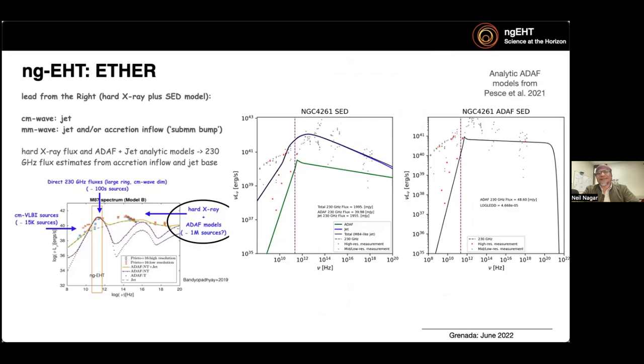But you can do 2 exercises. You use the analytic ADAF model as a minimum. Say it's all from the ADAF, what would it look like? It could be consistent. Or you use a maximal jet model, and you say the rest is from the ADAF. So here the green line is from the ADAF, and the blue line is from the jet. And this you would say then is a jet-dominated model, and this is the accretion flow-dominated model. And then you take something in between, or your 2 limits of what you'd expect with the EHT: how much of the 230 gigahertz flux is from the accretion inflow, and how much from the jet.